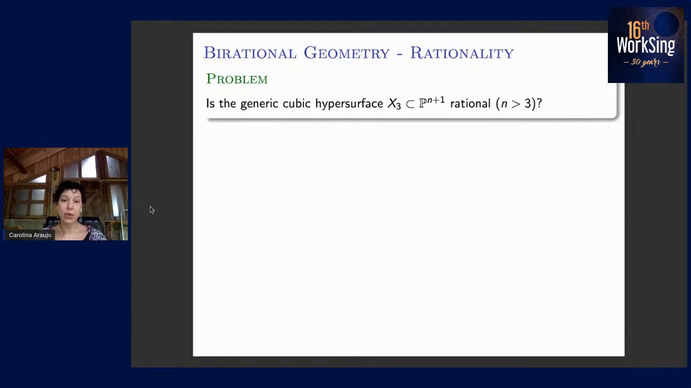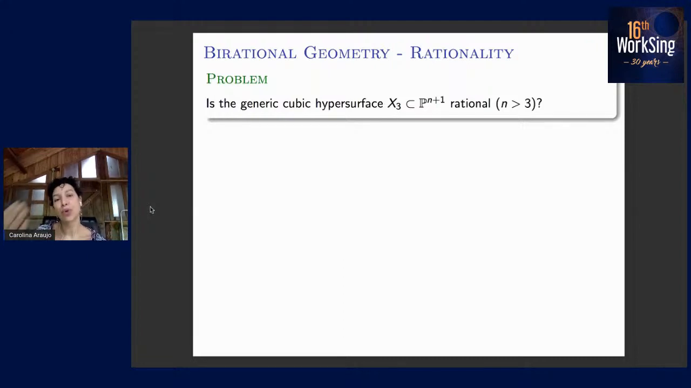So for n equals 2, we know that a cubic surface is rational. It's isomorphic to the blow up of P^2 at 6 general points. In dimension 3, we know that the cubic threefold is not rational. This is the work of Clemens and Griffiths. And already in dimension 4, we do not know the answer. I find this very striking.